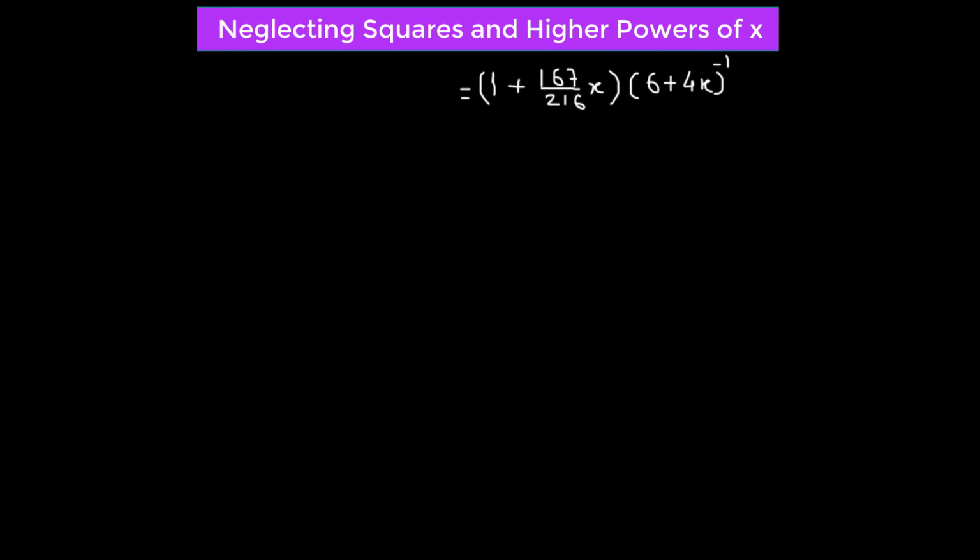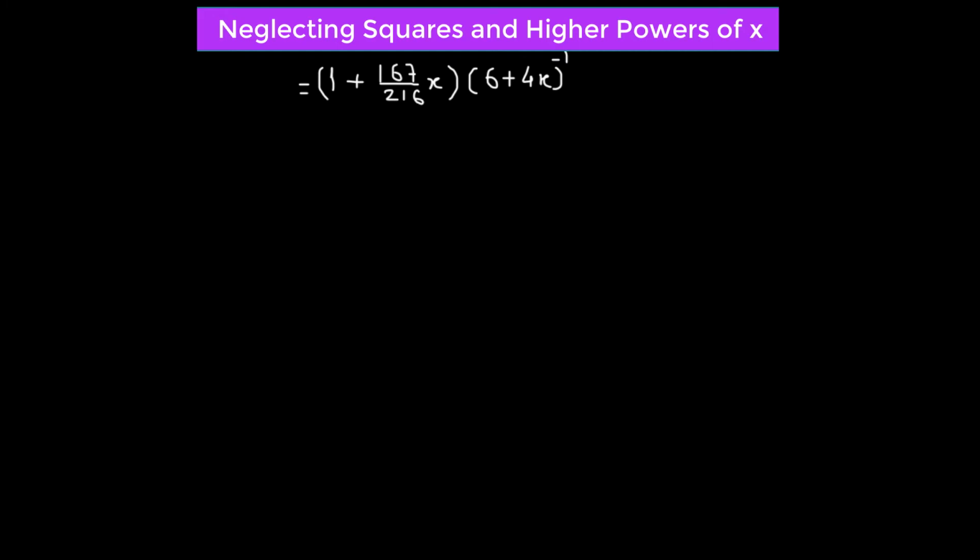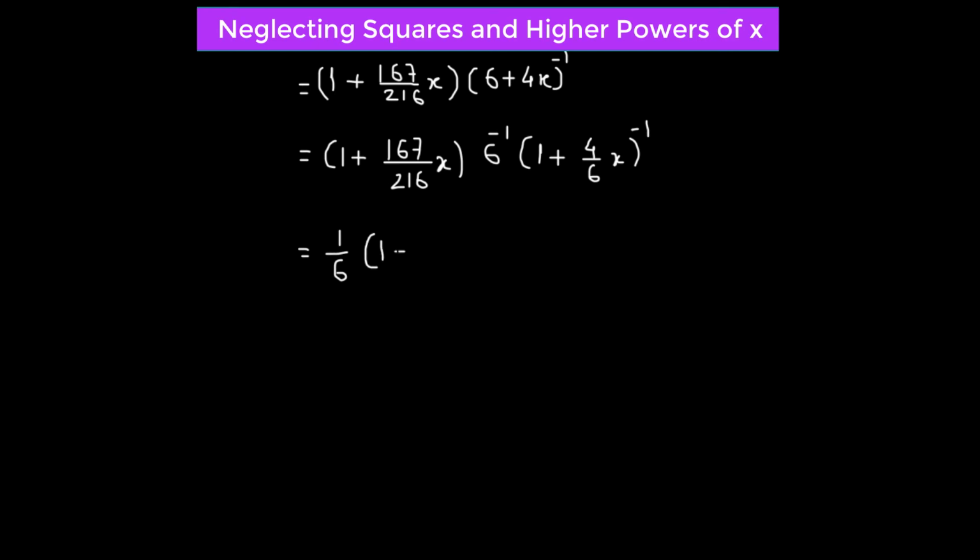Now we're going to apply the binomial approximation to the second expression, but before doing that, we have to factor out 6. So we'll have 1 + 167/216 x. We factor out 6, so that would give us 6 raised to the power of -1 times (1 + 4/6 x) raised to the power of -1. So 6 inverse can be written as 1/6, multiplied by (1 + 167/216 x), and then we apply the binomial approximation. That would give us 1 - 4/6 x. Then we FOIL it. That should give us 1 - 4/6, so 4/6 will be 2/3.